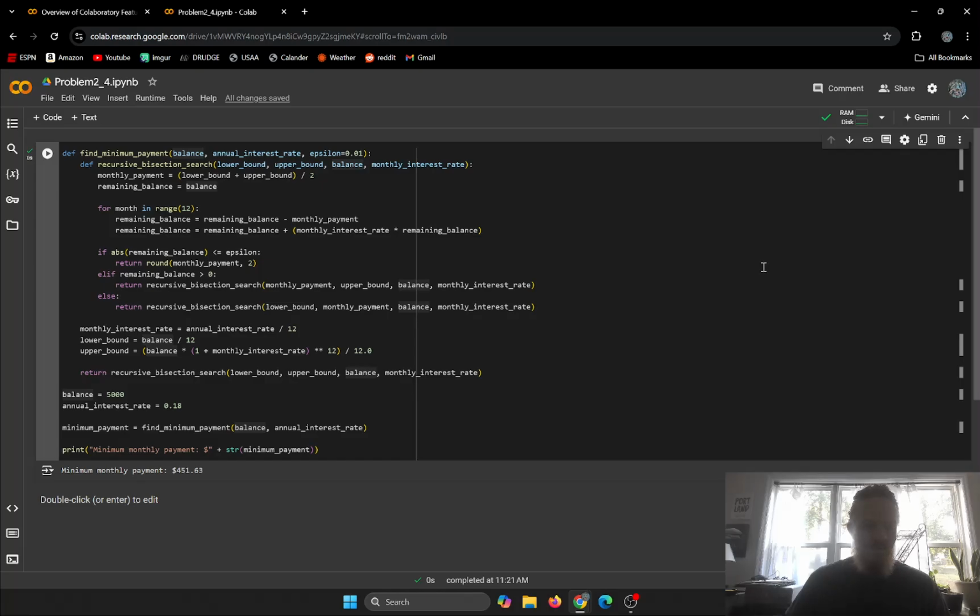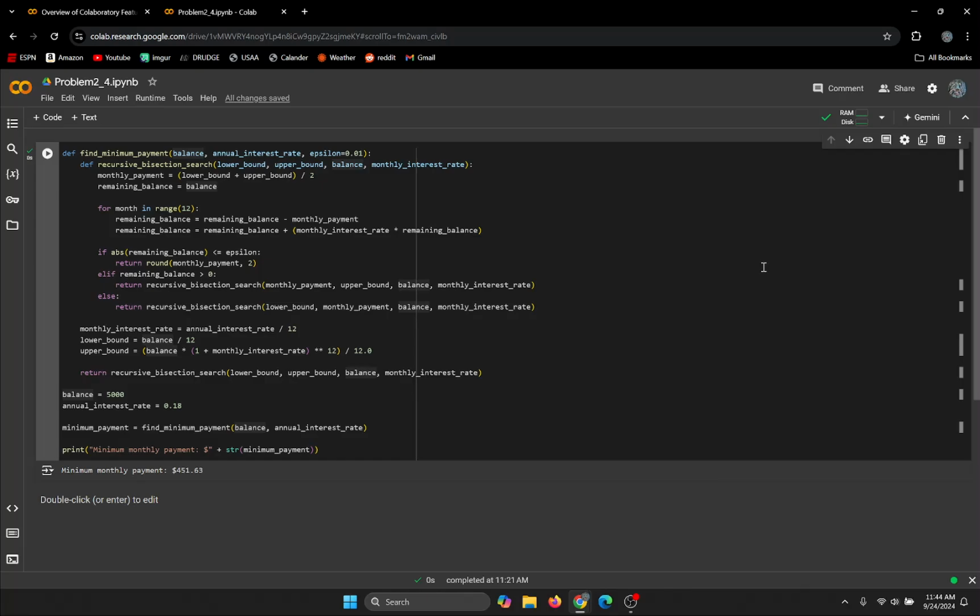I'm going to be explaining the code I wrote for problem 2.4. So in this problem, the goal is to basically do the same as problem 2.3, but using recursion. You can see here the recursion inside of the main function here.